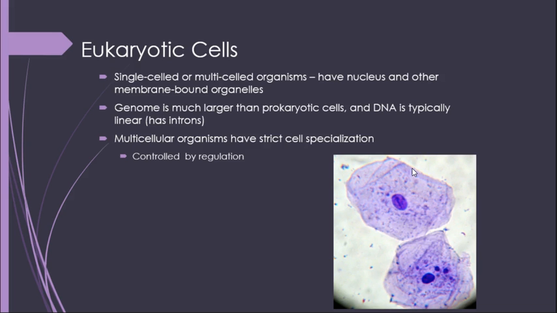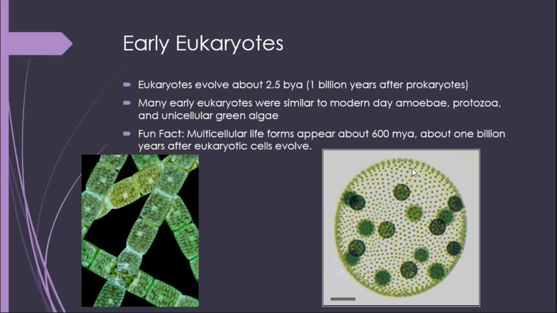All right, so eukaryotic cells, we know all about those already. They have a nucleus, they have membrane-bound organelles. The genome is really large. The DNA is typically linear and has introns. We'll come back to that later on, not today, but in a different class. And then we, of course, have the cell specialization that's controlled by strict regulation. Okay, the earliest eukaryotes evolve around 2.5 billion years ago, so prokaryotes rule the roost for about 1 billion years.